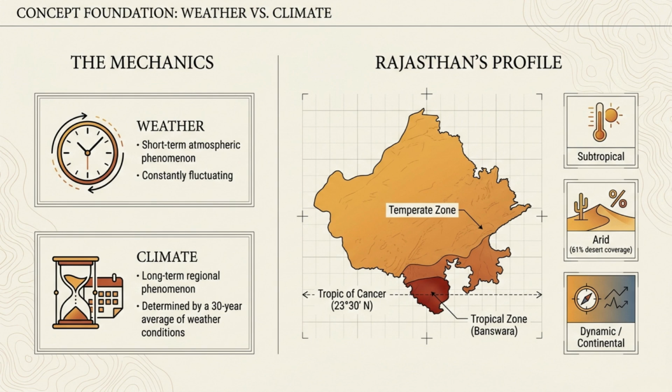Looking at Rajasthan, the Tropic of Cancer passes directly through Banswara, dividing the state into a northern temperate zone and a southern tropical zone. Notably, 61% of the state is characterized by arid desert coverage.